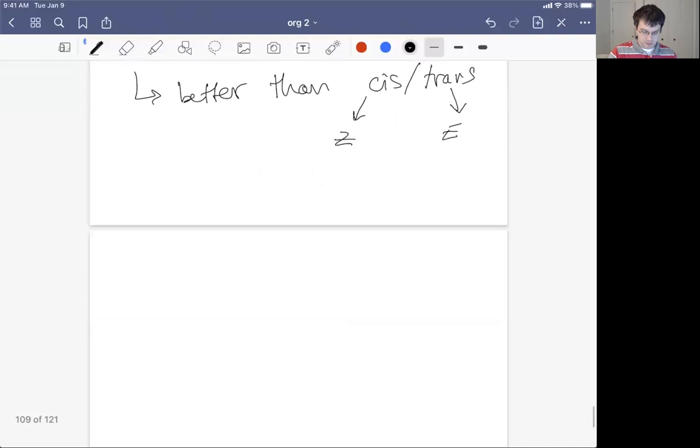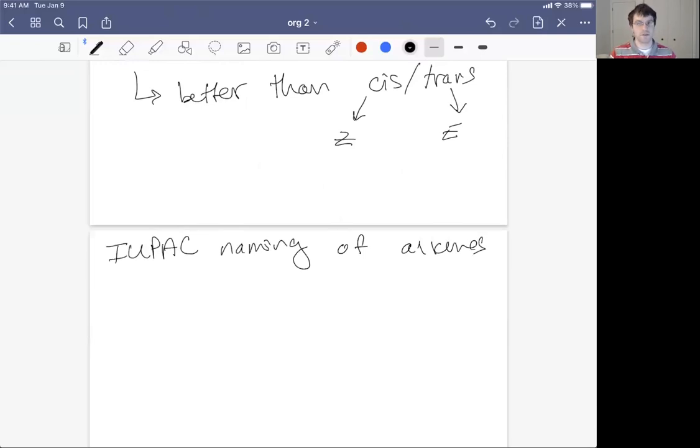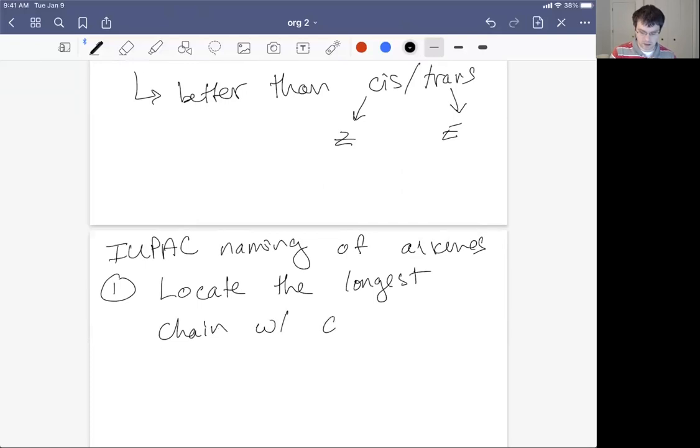What I want to do before we wrap up is to touch on IUPAC naming of alkenes. So we have this alkene, let's name it. Number 1, locate the longest chain with the carbon-carbon double bond. Let's pick on an example that we were just using. We've got our propyl group, and then pick on the isomer we identified as Z, and we'll make note of that.